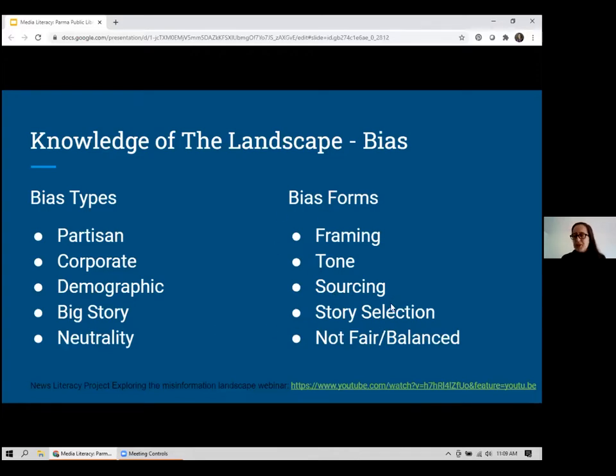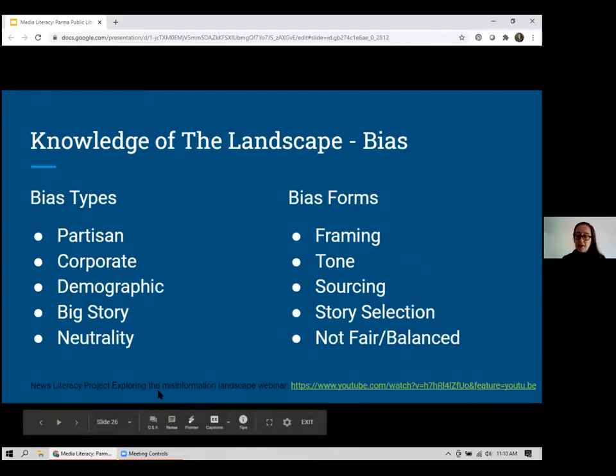And you can also create bias different ways. You can frame facts in a certain light. You can use a tone like that in that CNN article that I had before, where it was like, what? That's a tone that you're presenting to your readers. You can use certain sources. You can only use sources that support your claim. You can only select stories that tell what you want to say, and you can ignore other stories. And then, of course, you can just not be fair and balanced about certain topics.